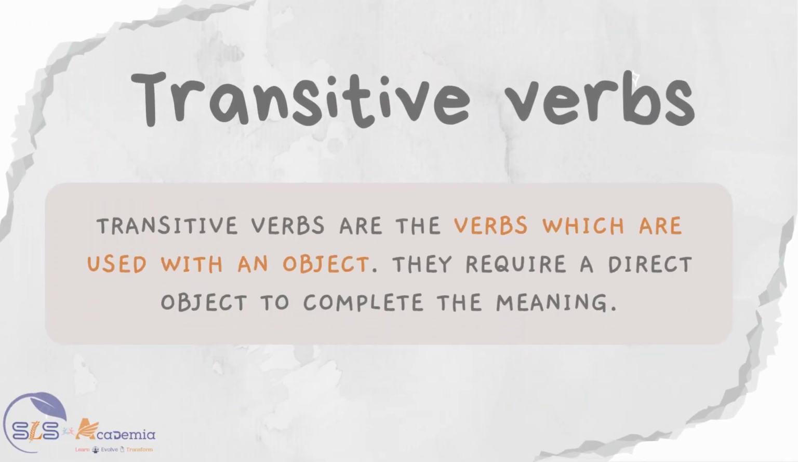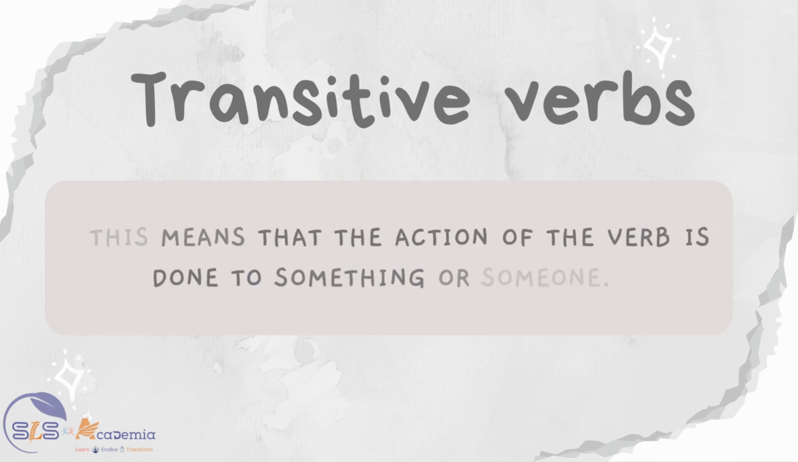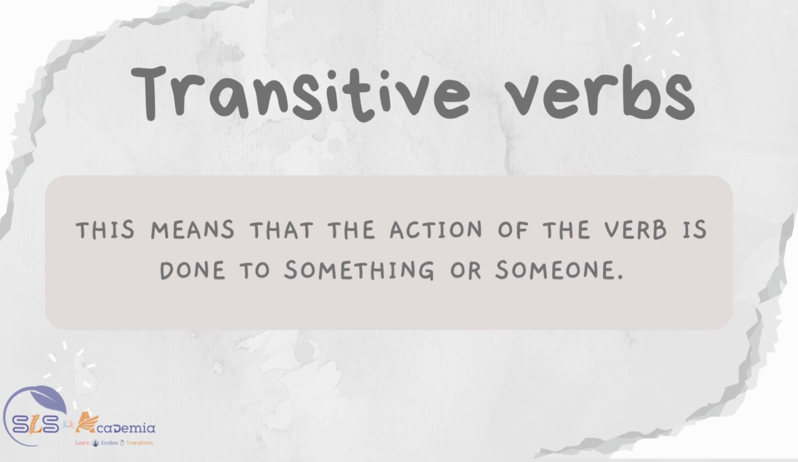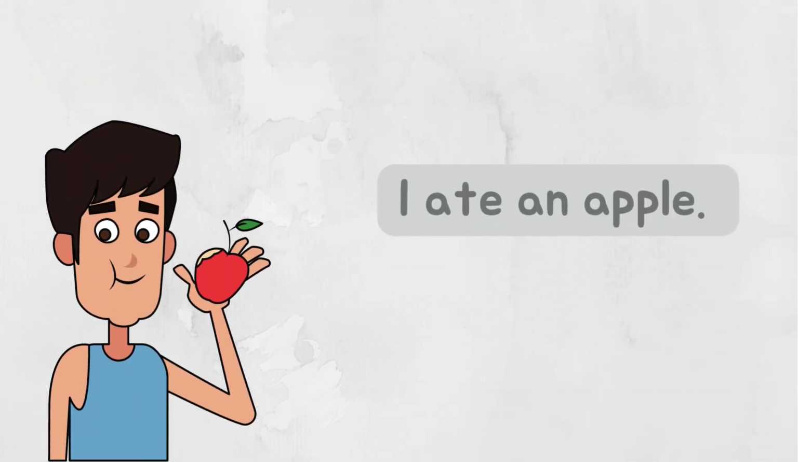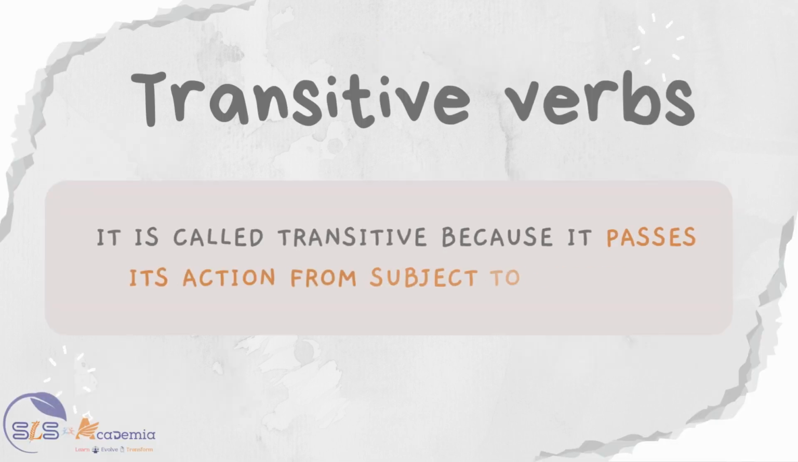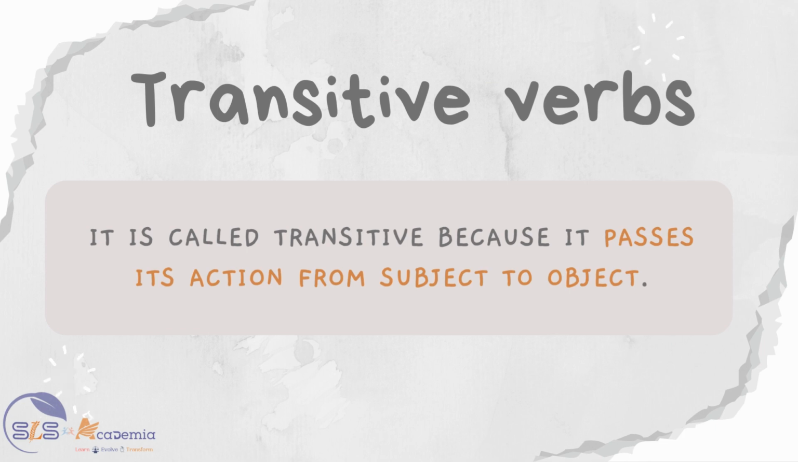Transitive verbs are the verbs which are used with an object. They require a direct object to complete the meaning. This means that the action of the verb is done to something or someone. For example, in the sentence, I ate an apple, the verb ate is transitive because it has a direct object, an apple. Without the direct object, the sentence would be incomplete and the meaning would be unclear. It is called transitive because it passes its action from the subject to object.